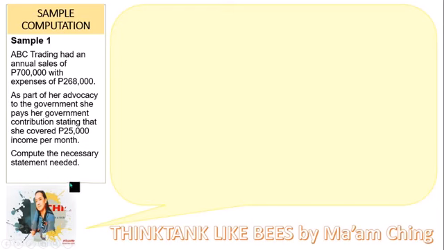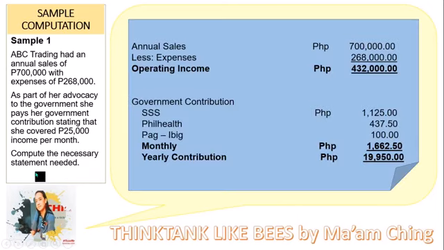So the statement is not discussing any computation. So what you need to do is to compute the withholding tax table. So this will be the computation. You have your annual sales of 700,000 minus the expenses of 268,000. So your operating income is 432,000. This operating income will be the basis of your gross compensation income when you compute your tax.